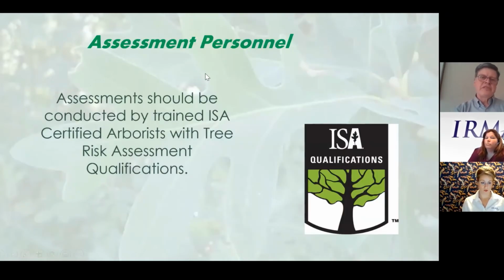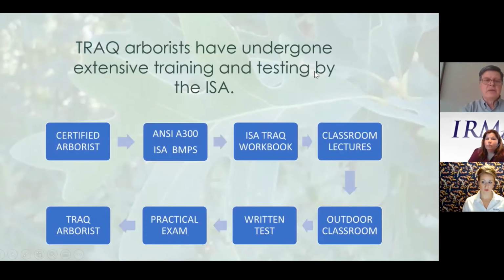Now, assessment personnel should be ISA certified arborists with tree risk assessment qualifications, TRAQ qualifications. TRAQ arborists are certified arborists, and they go through classroom lectures and outdoor classrooms utilizing the ANSI standards and the TRAQ BMPs, and then they take a written test. And they also have a practical exam where they're actually doing actual assessments. And if they pass, then they can become a TRAQ arborist.